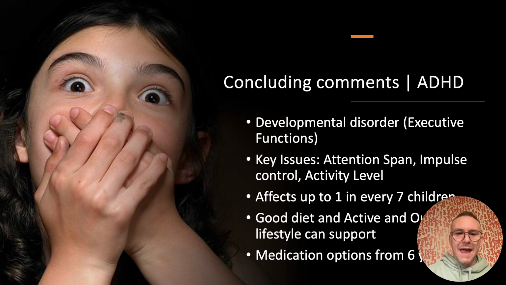ADHD can affect up to 1 in every 7 children. Things like a good diet and an active lifestyle, spending time in the outdoors, can support. And from 6 years old, there are medication options, but we wouldn't really advise those in the early years. I hope that's been useful and given you some insight into ADHD and its relevance in the early years and in childhood.